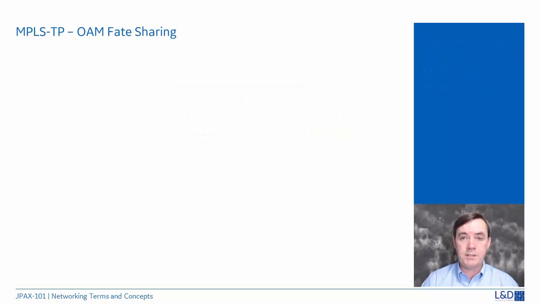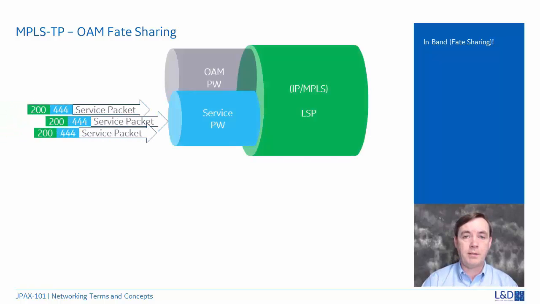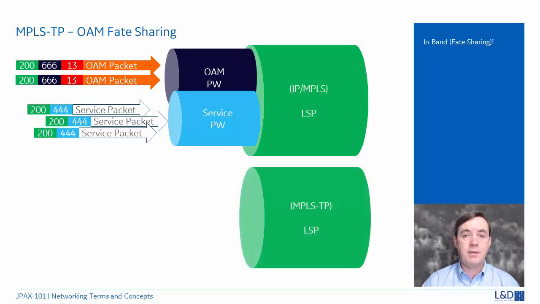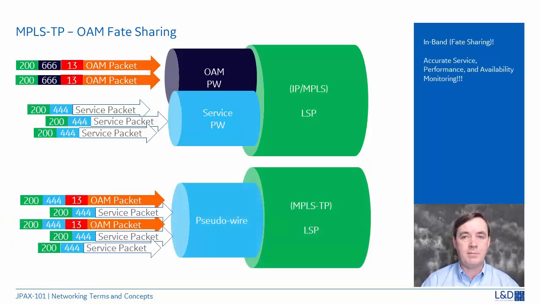The big benefit of MPLS-TP is that these OAM packets are fate shared with the LSP or pseudowire that they're measuring. Unlike IP-MPLS, where you have to build a parallel service to simulate the connectivity you're trying to measure and potentially install extra equipment, MPLS-TP requires the ability for OAM traffic to be generated inside the entity being measured. Whatever forwarding, quality of service, filtering, etc. happens to the VPN packets as they traverse the pseudowire will also happen to the OAM packets.